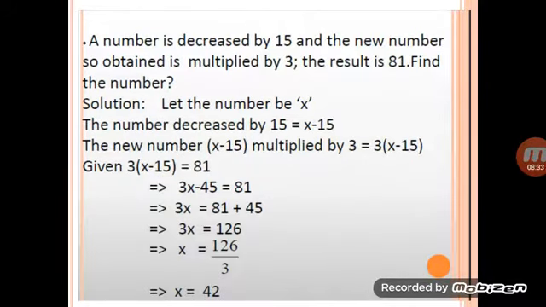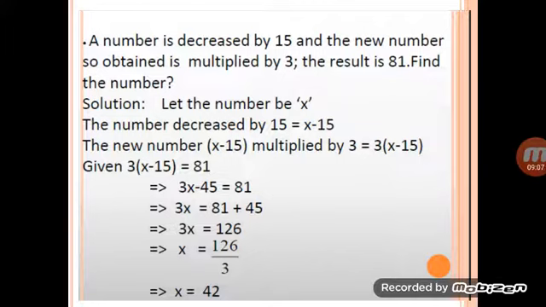The other example: a number is decreased by 15 and the new number obtained is multiplied by 3. The result is 81. Find the number. First we have to suppose the number, that is x. Then the number decreased by 15 means x minus 15. We have decreased 15 from x. The obtained number is x minus 15. We have to multiply it by 3 as it is given in the question. So the result is 81. Hence the complete equation forms as 3 into x minus 15 equal to 81.